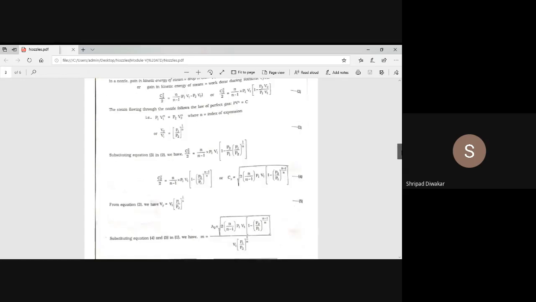Okay, next step. We have equation 3 as V2 by V1 equals P1 by P2 to the power of 1 by n. Now from this equation V2 is nothing but V1 into P1 by P2 to the power of 1 by n. Just simplify. Next step, we have the expression for m as A2 C2 divided by V2. We got the value of C2 from equation number 4 and V2 from equation number 5.